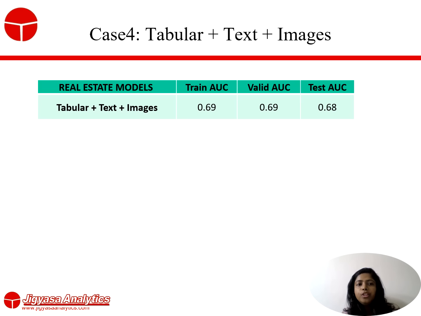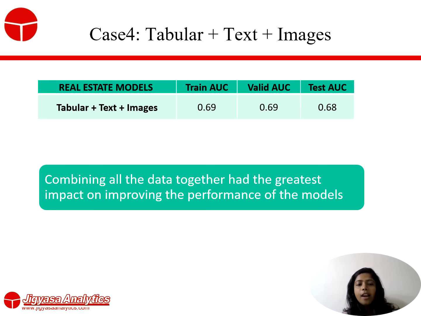In this slide, we show the result when both text and image data is used along with the tabular data to build the model. House description and images of the interior and exterior of the house were used along with the tabular data to build this model. We can see that combining text and image data along with the tabular data significantly improves model performance compared to what we saw in the previous slides.